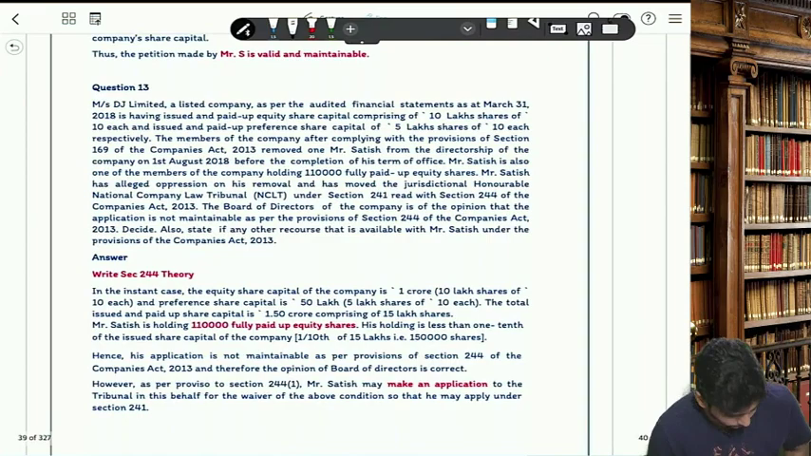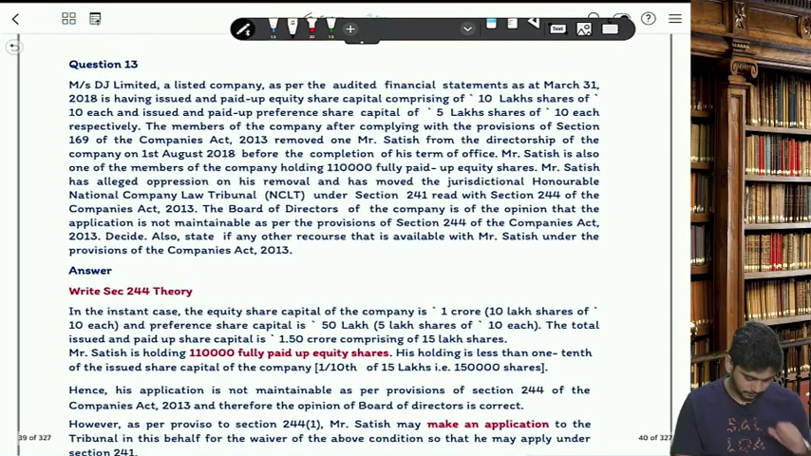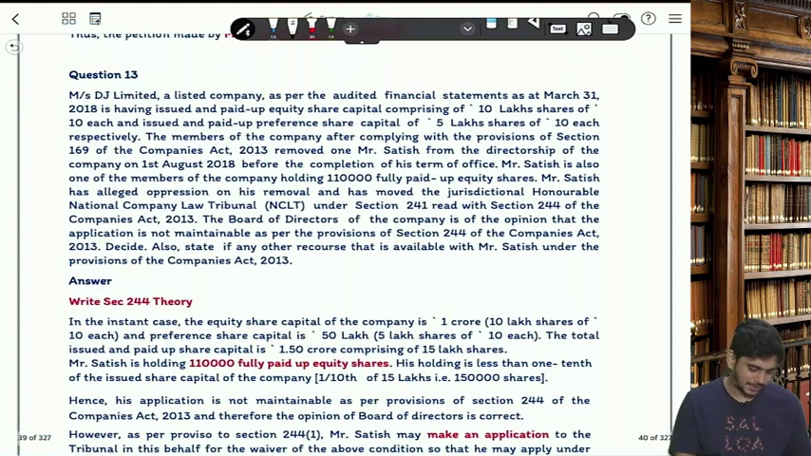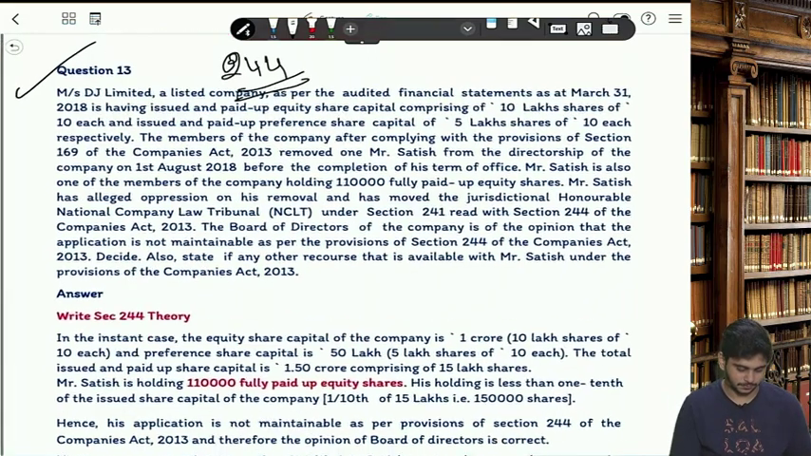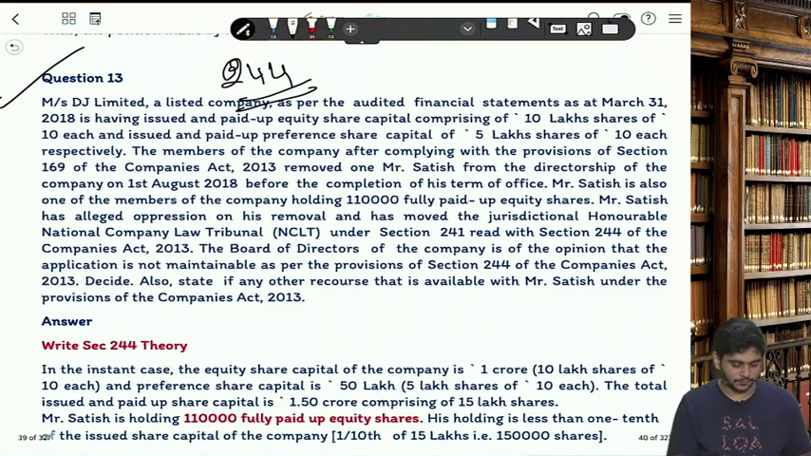Last question, 13. Okay, easy again. 245 is getting attracted. Do it quickly, it is easy. 244 is getting attracted. Do it on your own.